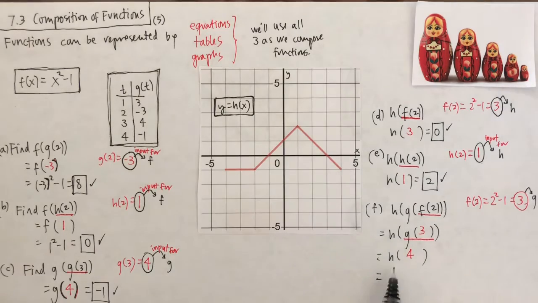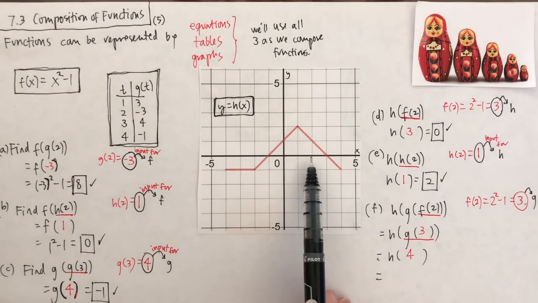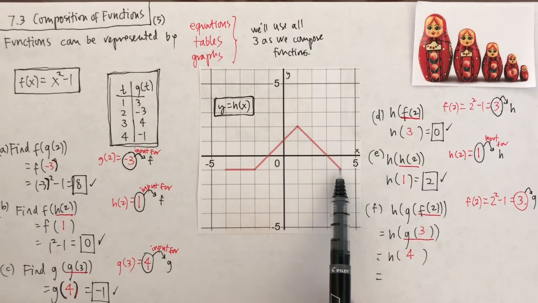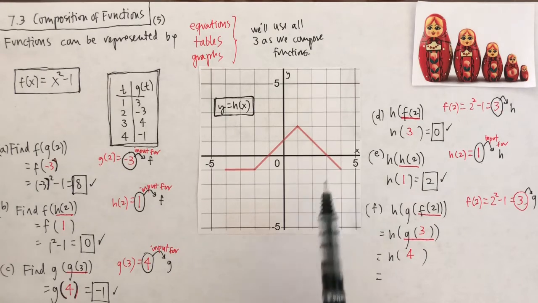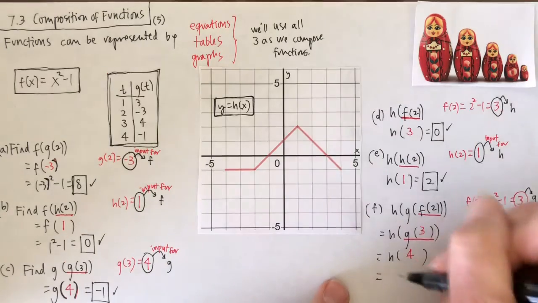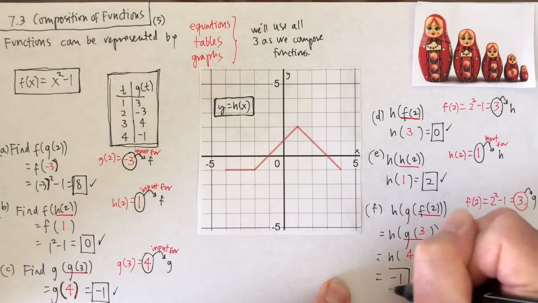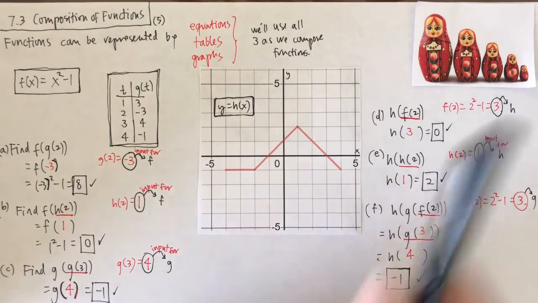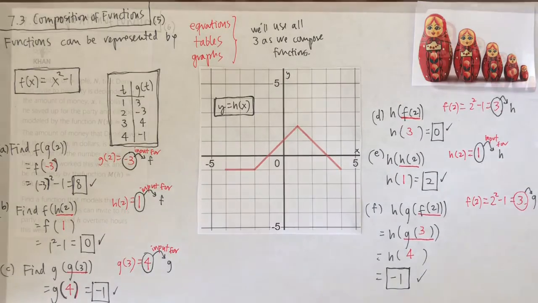And lastly, I need to find out what h of 4 is. So my x value is 1, 2, 3, 4. And my y value, the graph tells me when x is 4, the y value is negative 1. And that's it. That's the last output. So I've composed those three functions.